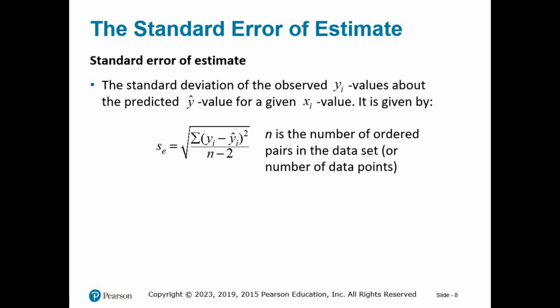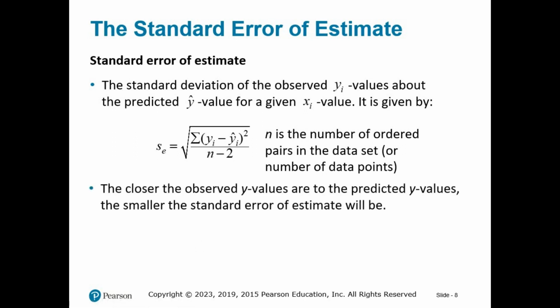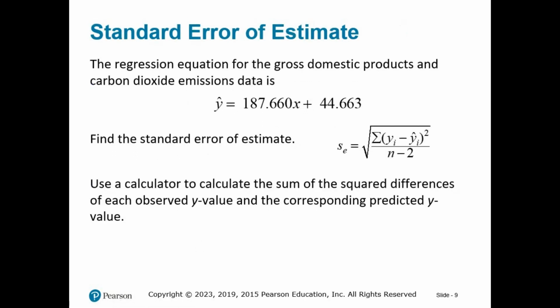Let's do a quick example solving for the standard error of estimate using the gross domestic product and CO2 emissions data from a previous section. You might remember that the regression line for section 2 for this data set was y hat equals 187.660x plus 44.663. Using this regression line, can we find the standard error of estimate?